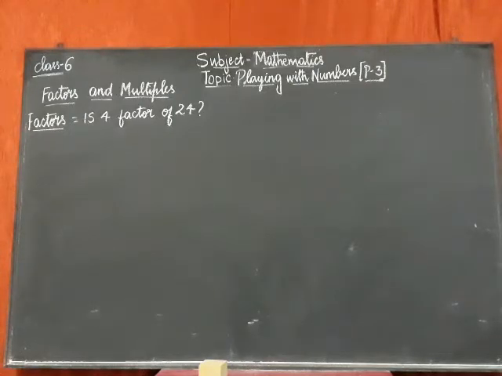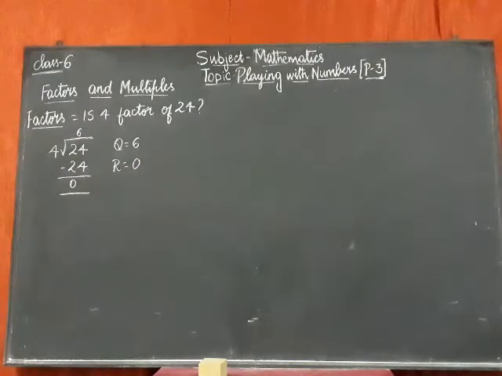So now I am taking one example. On the board you can see, is 4 a factor of 24? The question mark is there. Is 4 a factor of 24? To know whether 4 is a factor of 24, we simply need to divide 24 by 4 and find out if the remainder is 0 or not. Let us divide the number.